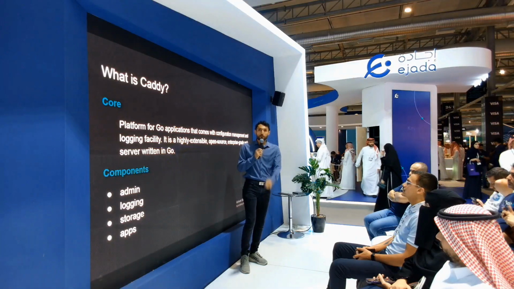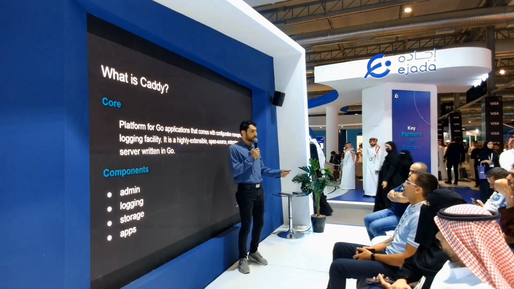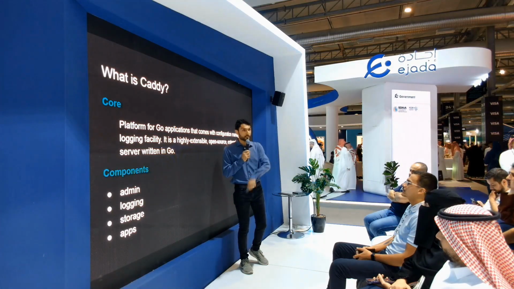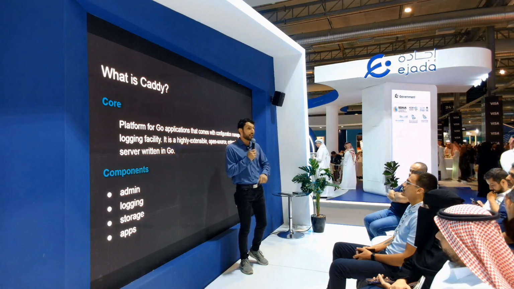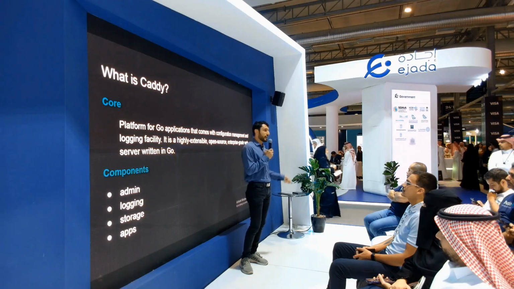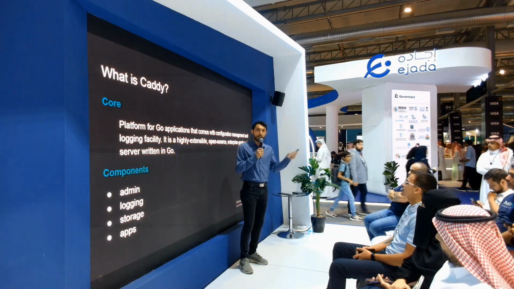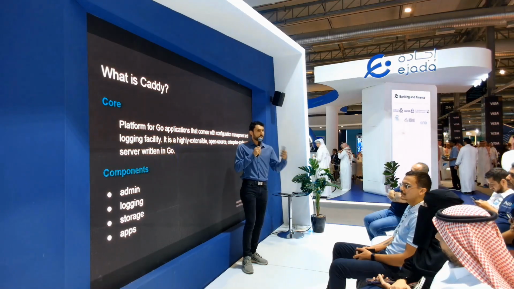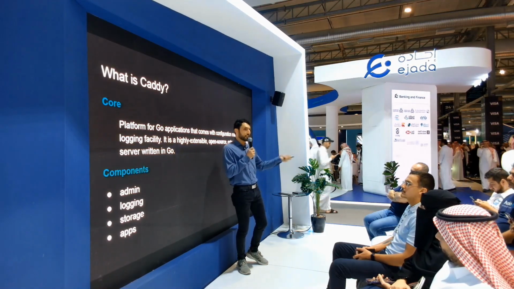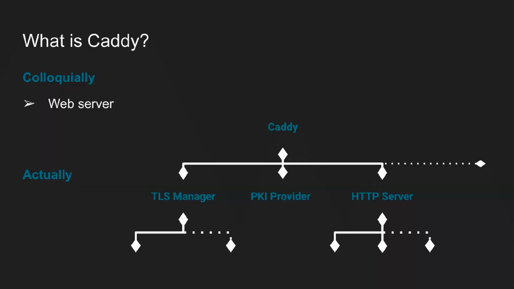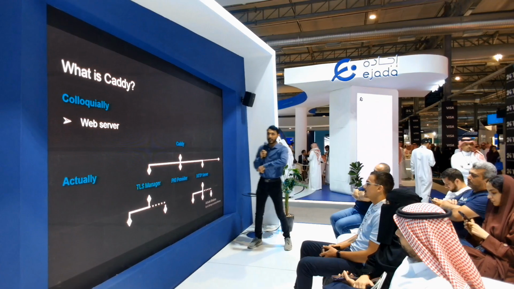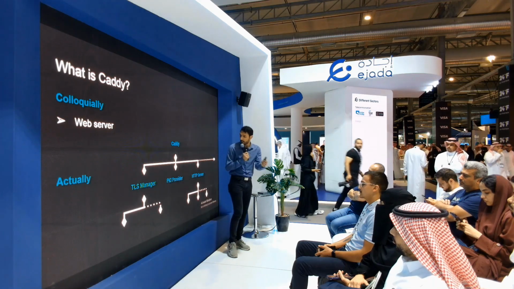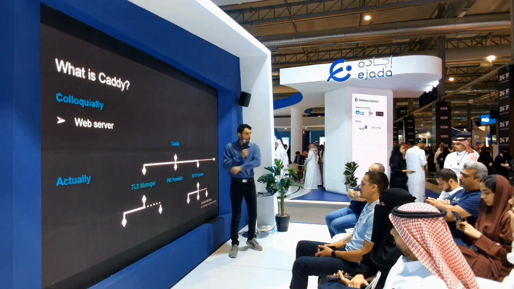One of the standard apps that comes with it is the HTTP server app. There are also two other apps that come built in: the PKI app, the Public Key Infrastructure app, and the TLS management app, which creates the certificates, distributes them, and manages the TLS connection for you. So this is basically what Caddy is. It comes with the TLS manager, PKI provider, and HTTP server, and everything else is pluggable.